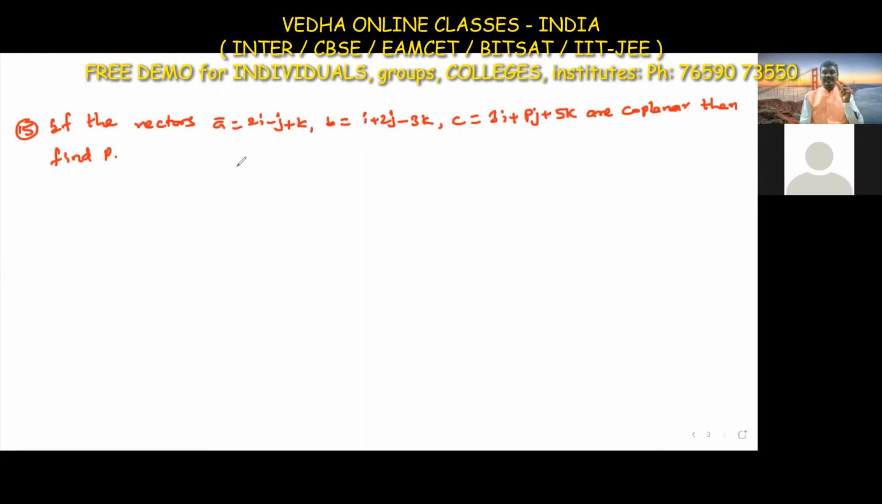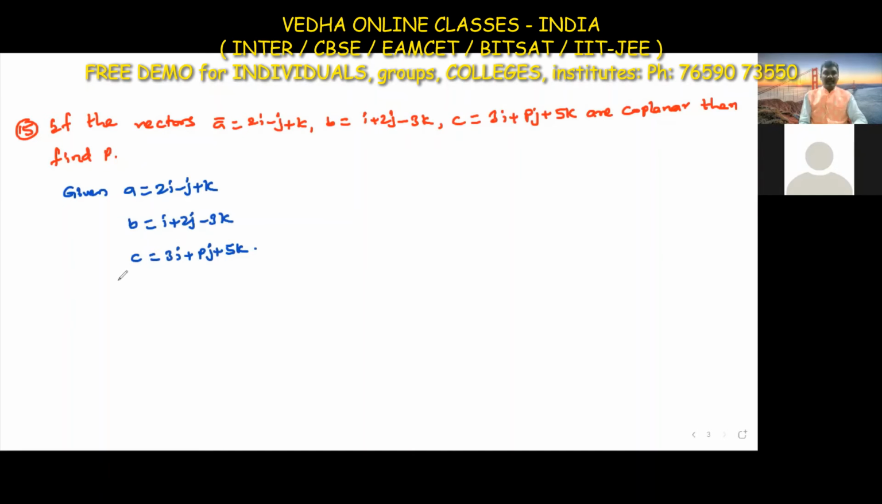If the vectors A is equal to 2i minus j plus k, B is equal to i plus 2j minus 3k, C is equal to 3i plus pj plus 5k are coplanar, then find p. So what are the given vectors? First write the given vectors. Given A is equal to 2i minus j plus k, and B vector is i plus 2j minus 3k, and C vector is 3i plus pj plus 5k. These three are the vectors here.